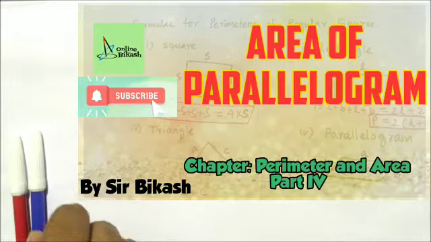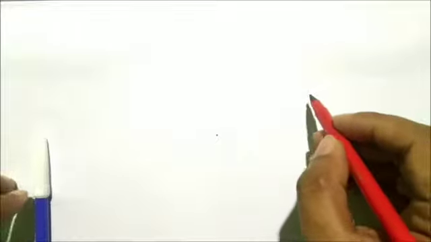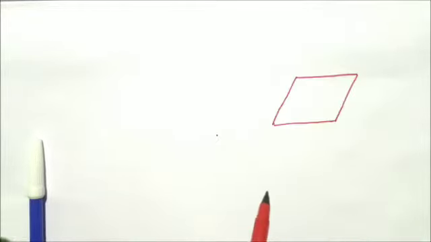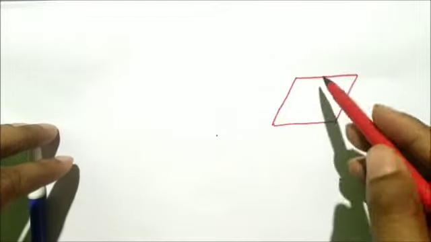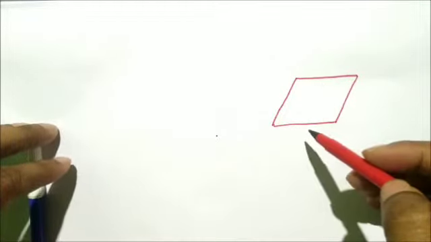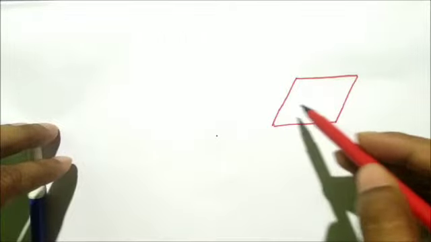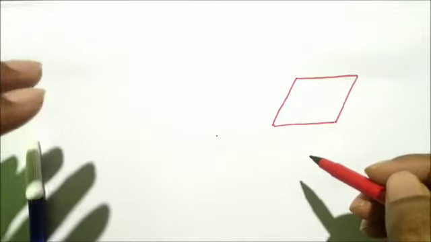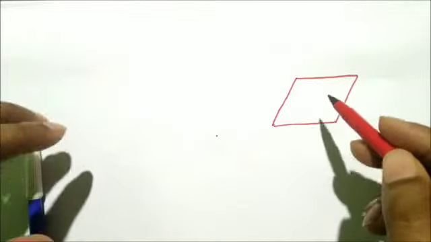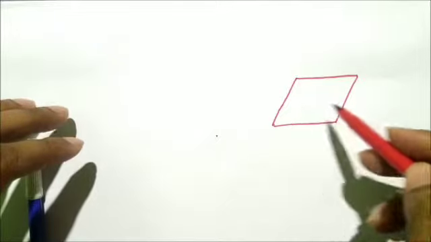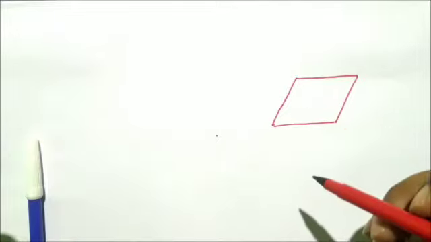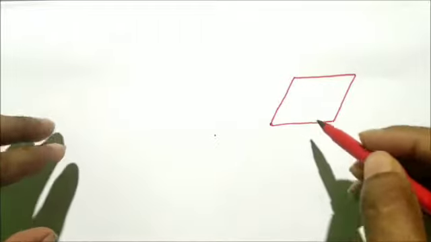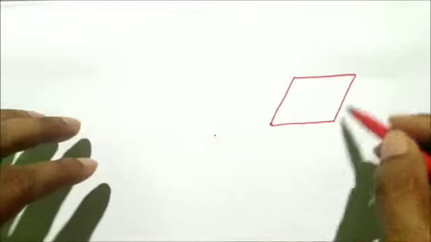So the parallelogram. Basically the parallelogram looks like this. In a parallelogram, these two sides are parallel and equal, and these two sides are also parallel and equal. So basically a parallelogram is a closed figure where two opposite pairs of lines are parallel and equal, right? Now we are going to find the area of this parallelogram.